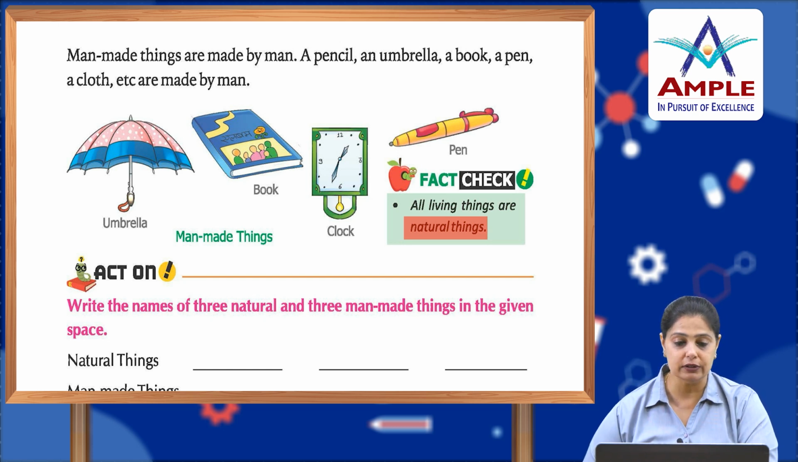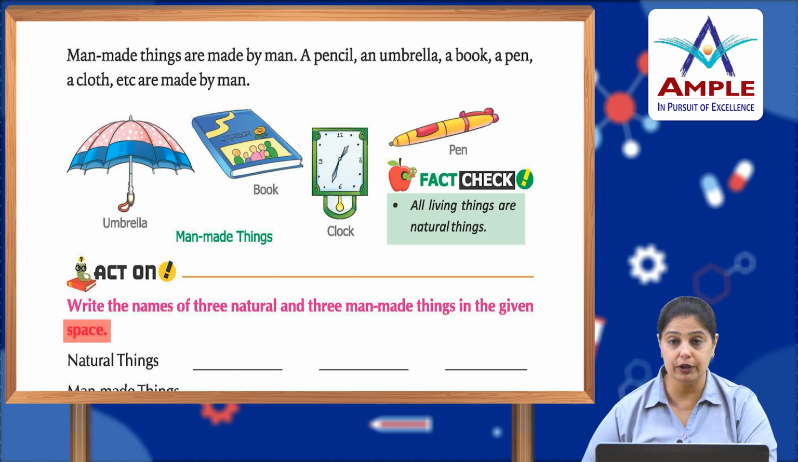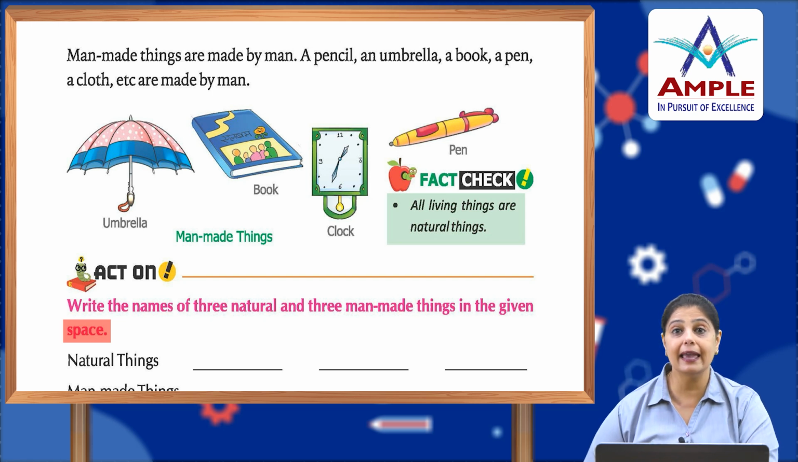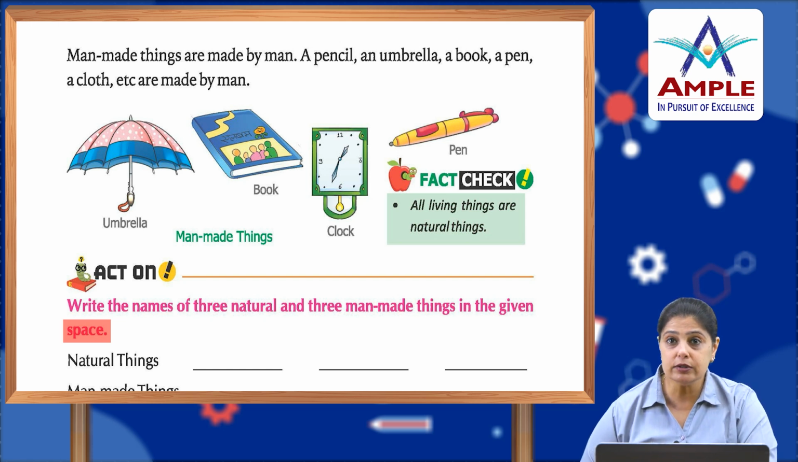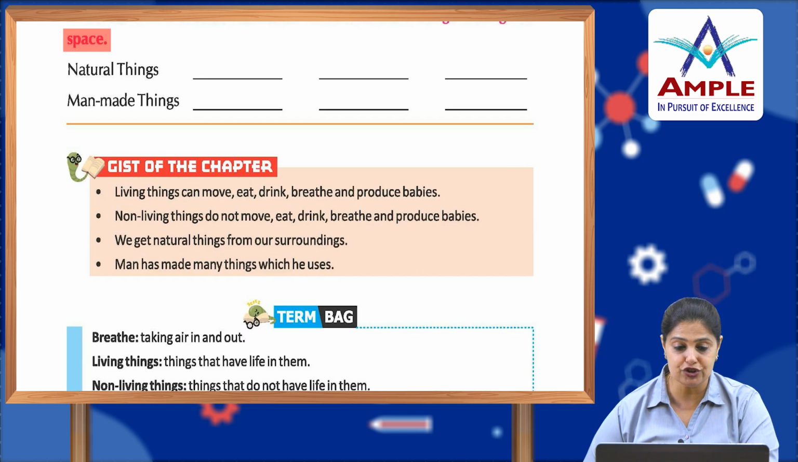Now, let's act on. Write the names of 3 natural and 3 man-made things in the given space. Okay. Now, 3 natural things. You have to write the names. Natural things can be mountains. Okay, they can be clouds. Okay, they are natural. They can be trees. They are present in the nature.